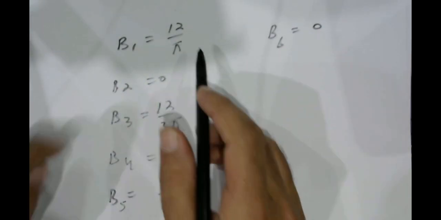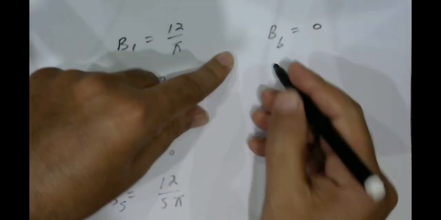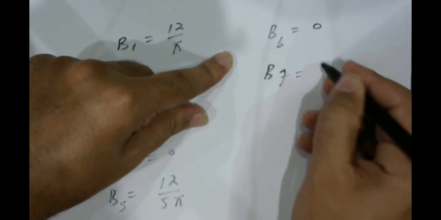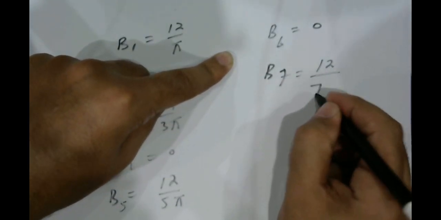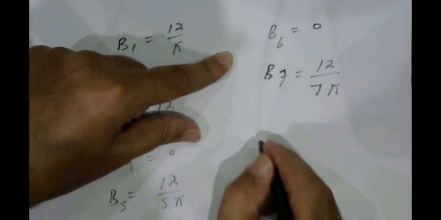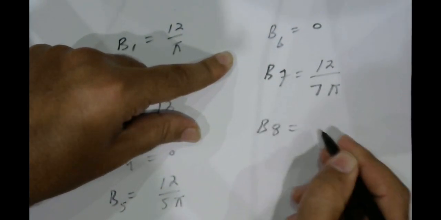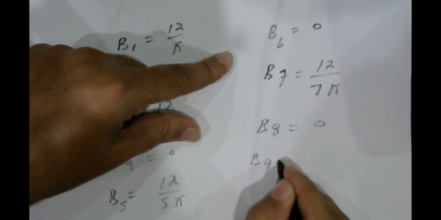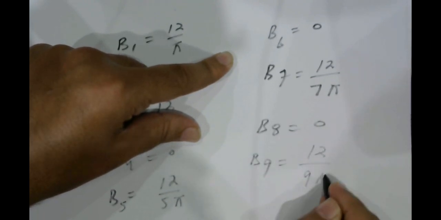So this is equal to 0. And again, with odd you can see the symmetry: this is 12 by pi because this is 1. When 3, this is 12 by 3 pi. When this is 5, then this is 12 by 5 pi. When this is 7, b7 will be 12 by how much? 7 pi, right? And so on. You can write b8 is equal to 0, and b9 is equal to 12 by 9 pi, and so on. You will get used to it, and you will do this just by looking at it, and you will write the next values yourself. But you need to practice.